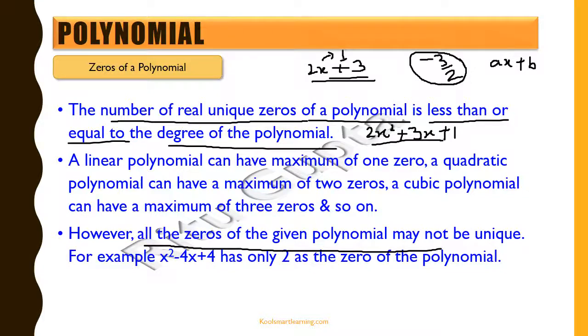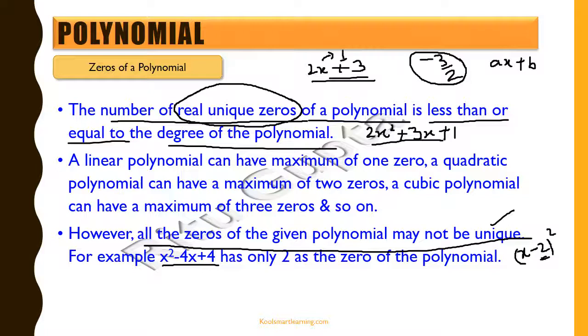However, all the zeros of the given polynomial may not be unique. Now this is important because in the first statement we are saying the number of real unique zeros will be less than or equal to the degree of the polynomial. Now here we are saying that not all the zeros of the polynomial may be unique in all the cases. So we take an example here. We have this polynomial x^2 - 4x + 4. Now this can be written as (x - 2) whole square. So it has two roots, or you can say it has two zeros, but both of them are 2. So that means it does not have two unique zeros. It has only 2 as the zero of this polynomial.